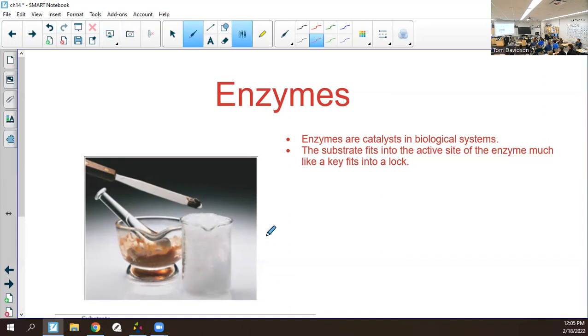That is a picture of, what is that called? I used to know it. It's just showing the breakdown, how it's a lot faster.